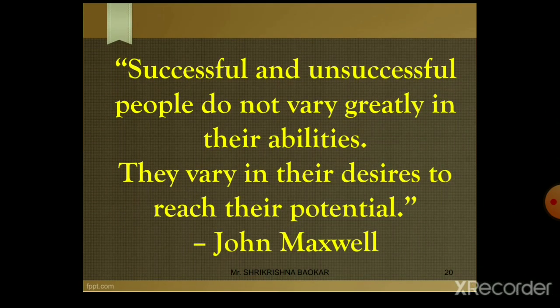There is a thought written by John Maxwell. Successful and unsuccessful people do not vary greatly in their abilities. They vary in their desires to reach their potential. If your potential is very great, then concentrate on the potential, not on the abilities. Thank you.